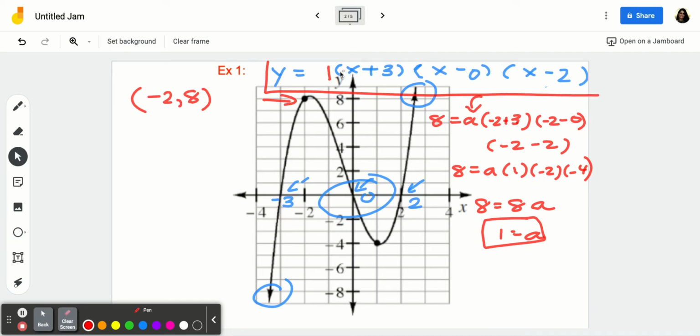Does it make sense that A is positive? Yes, because this is a normal roller coaster where you get on from the bottom.